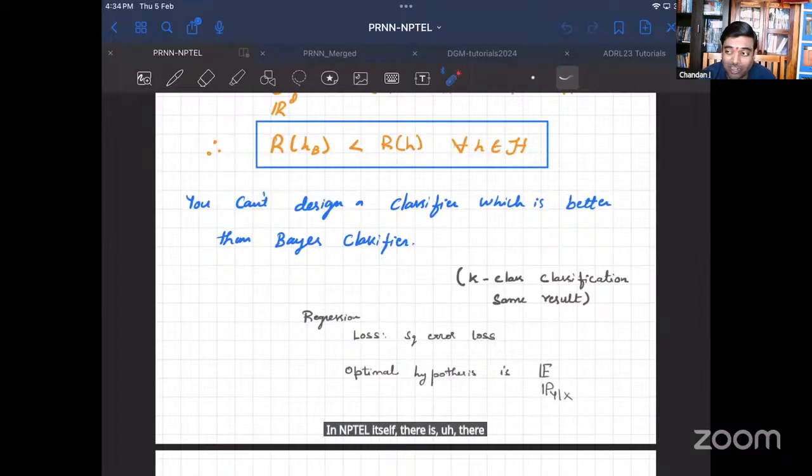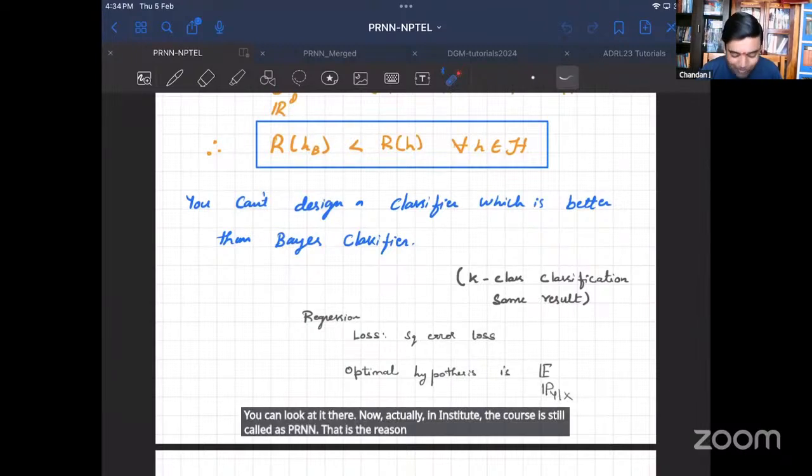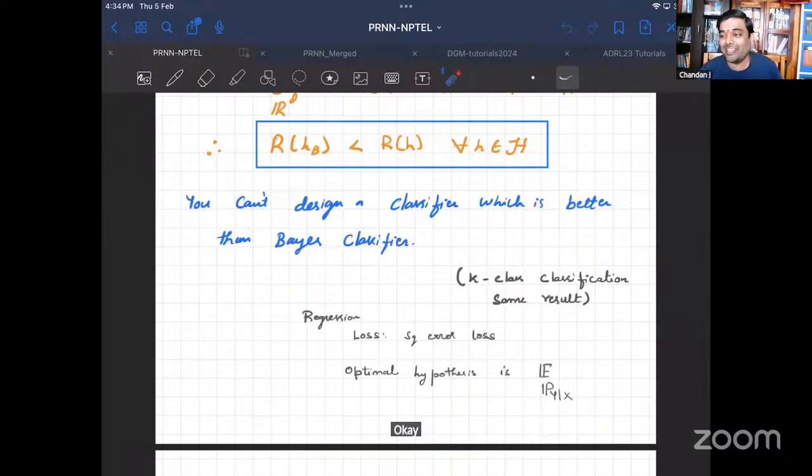There was an earlier version of this course called Pattern Recognition and Neural Networks, by Professor Shastri. If you look at those videos, he has an entire set of videos on bounds, VC dimensions and other things. In the institute, the course is still called PRNN. That is why you still see all my notes named PRNN. So that's a legacy course, and you can look at it.